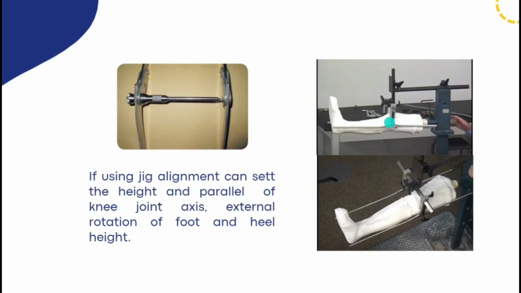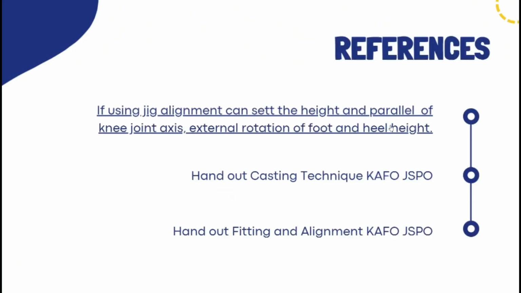This is for the jig alignment. You can check whether it is correct or not for the height of the knee, from the knee joint to the floor. And this is the reference that I am using.